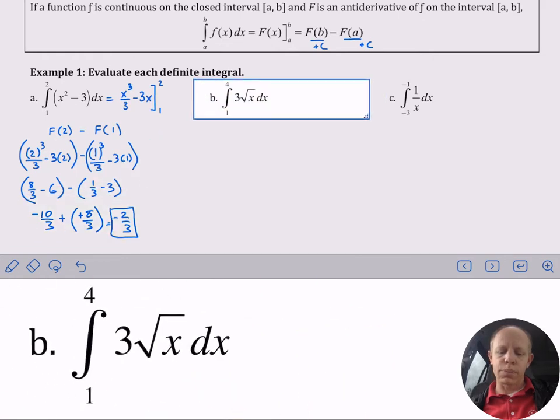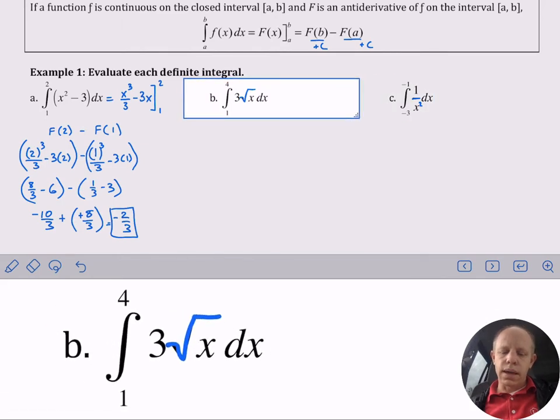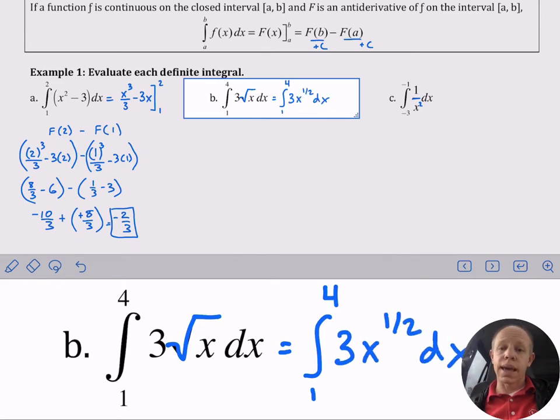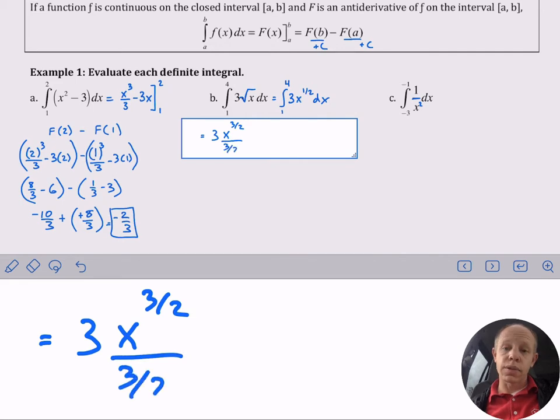So we're going to do a couple more examples here. We're going to do one with a radical, and then we're going to also do something where we have x in the denominator. All right, and so here, before you find this antiderivative, we do need to rewrite this. So this will be the definite integral from 1 to 4 of 3x to the 1/2 power with respect to x. All right, so now when we go ahead and find that antiderivative, we'll have the constant multiple 3. We'll raise the power by 1, which is 3/2, and we'll divide by 3/2.